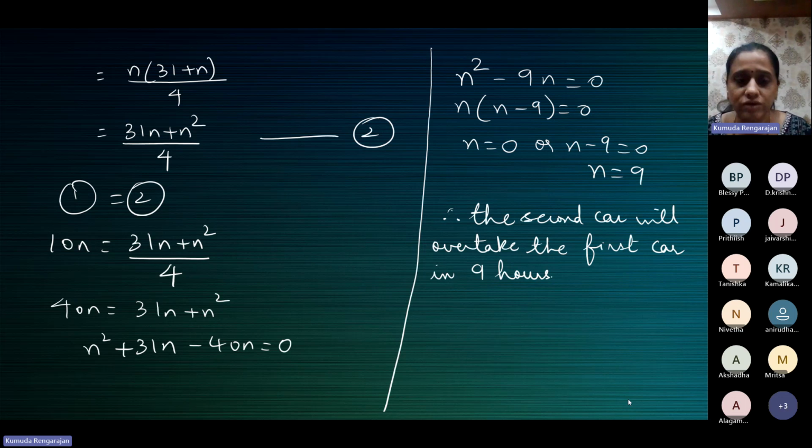So the distance covered by the first car in 9 hours is equal to the distance covered by the second car in 9 hours. At the end of 9 hours, the second car will overtake the first car. In 9 hours, the distance covered by the first car and the distance covered by the second car is the same. After 9 hours, the second car will overtake the first car. That's why we constructed the equation like: distance covered by the first car in n hours is equal to the distance covered by the second car in n hours.